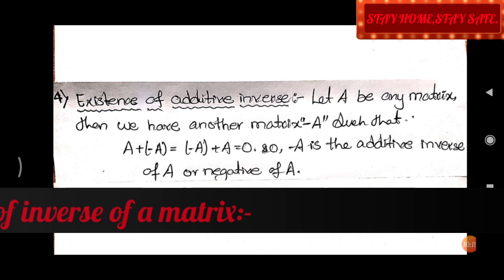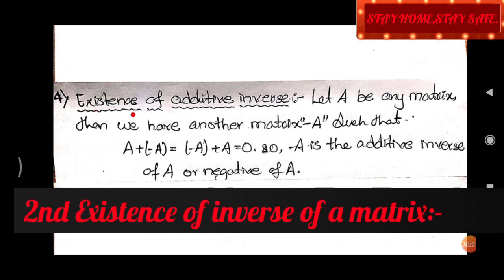Mind you, my friends, the second last property is the existence of additive inverse. That is, let A be any matrix, then we have another matrix minus A, such that A plus minus A is equal to minus A plus A is equal to 0. So minus A is the additive inverse of A, or negative of A.